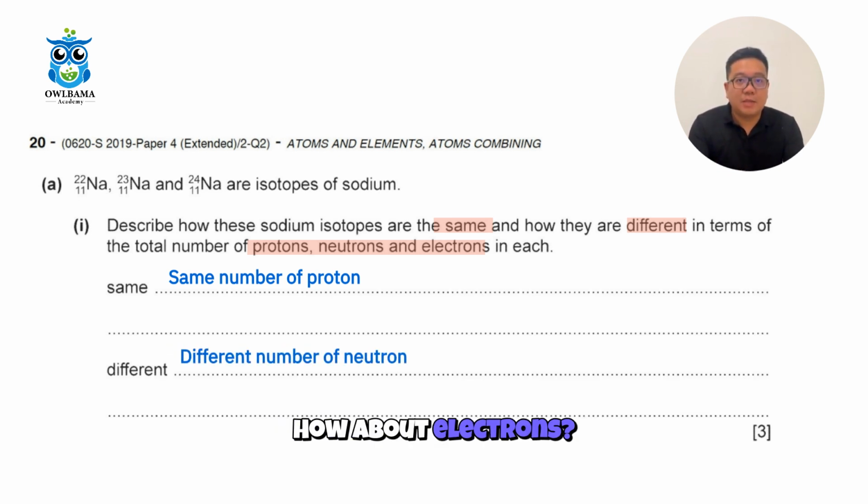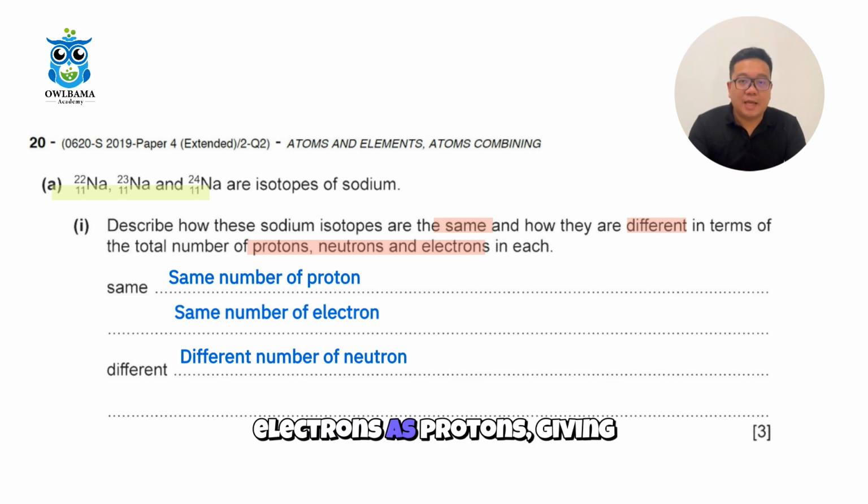How about electrons? In this case, we need to check. For sodium, they are atoms, because the question doesn't mention any charge, no positive or negative. So, we know they are neutral atoms. In a neutral atom, the number of protons is equal to the number of electrons. Therefore, sodium atoms have the same number of electrons as protons, giving them an overall neutral charge.